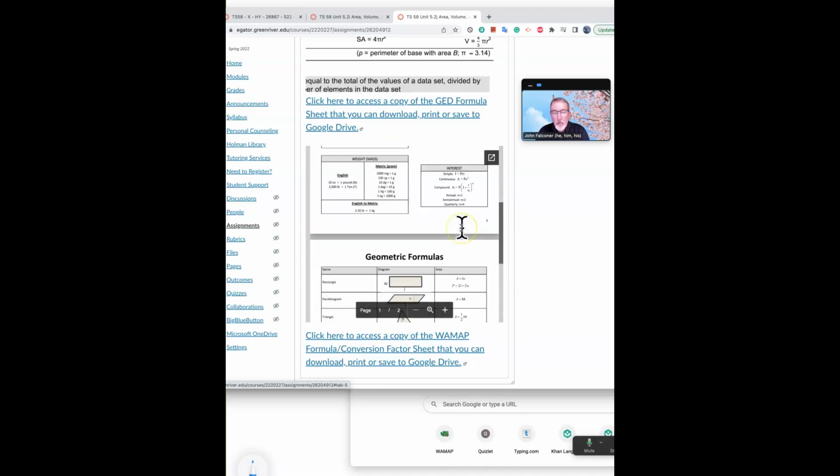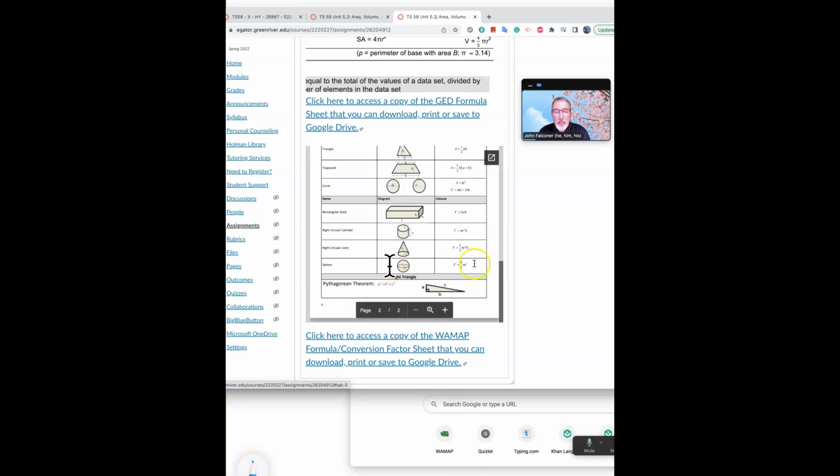And then down here on the WAMAP side, we have pictures with each of those. 1/3 pi r squared times h, or 4/3 pi r cubed for the volume of a sphere. So we're going to have to remember we only want half of this value. We'll take the whole cone, but only half of the sphere. Okay, let's see what that looks like.